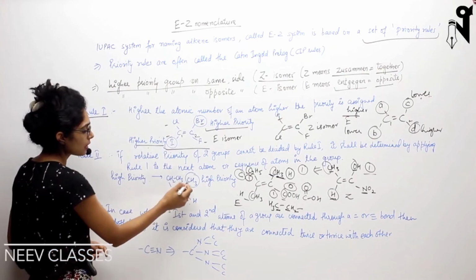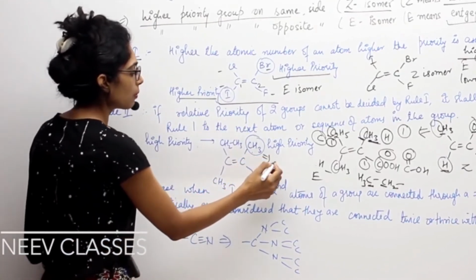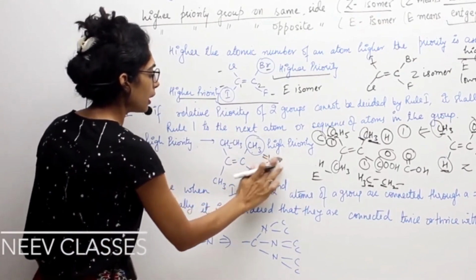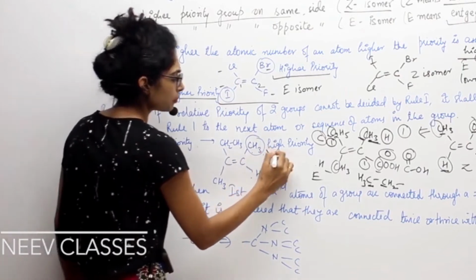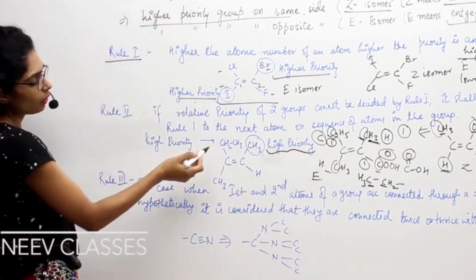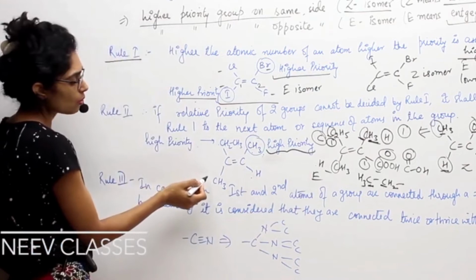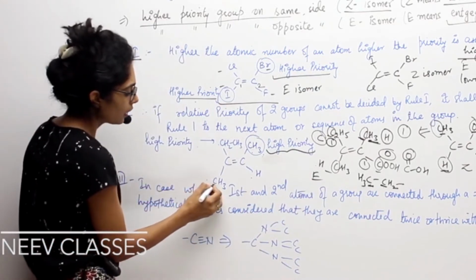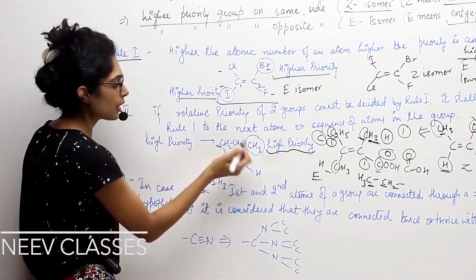So a similar example I have taken over here. Here it is a direct comparison, CH3 and hydrogen. CH3 is going to be the higher priority. I have already mentioned it over here, by the way. And when you compare it over here, CH2, CH3 and CH3, here with the carbon the next attachment is hydrogen, here with the carbon the next attachment is carbon.